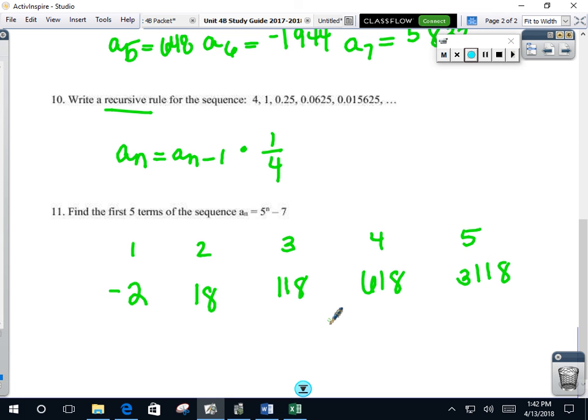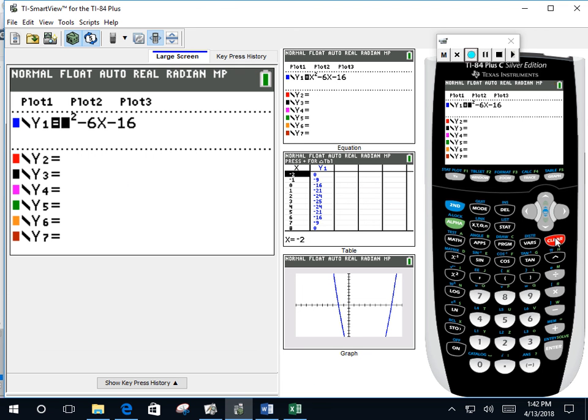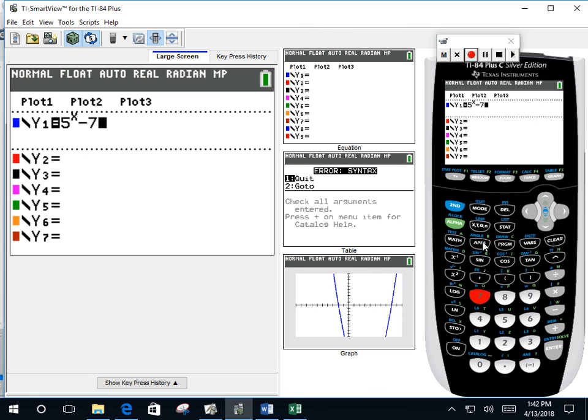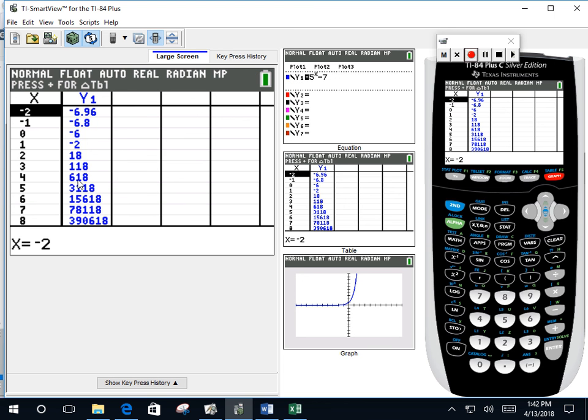Now let me show you one other way you could have done this that would have been even faster. Any ideas? Well, you could graph it. Watch when I graph this. Y equals 5 raised to the n power, which we're going to use x for, minus 7. And then I'm just going to go straight to the table. Doesn't it say the first term is negative 2, the second term is 18, the third term is 118, 618, and 3,118? And isn't that faster? You could also do that.